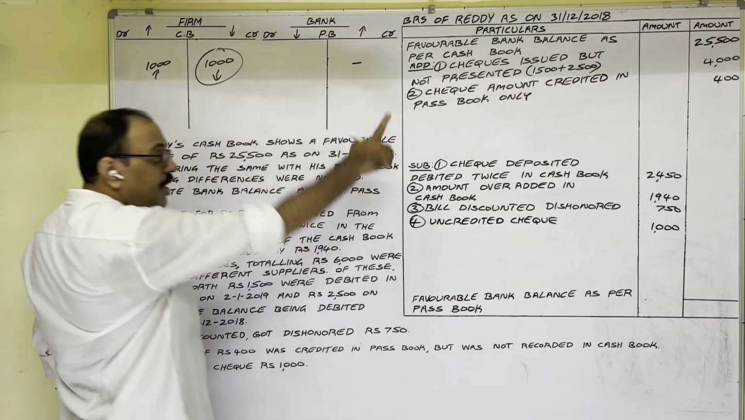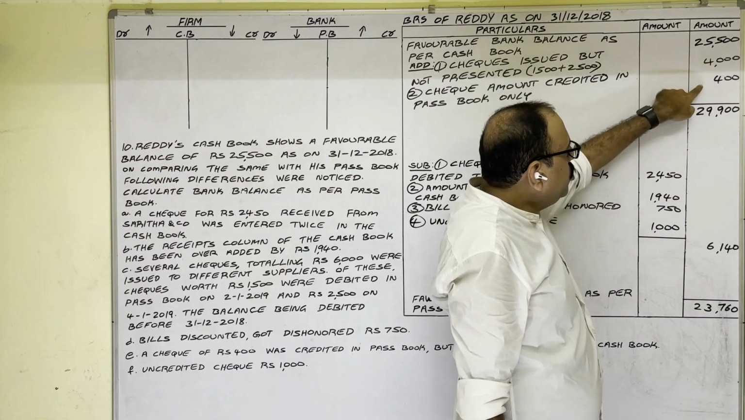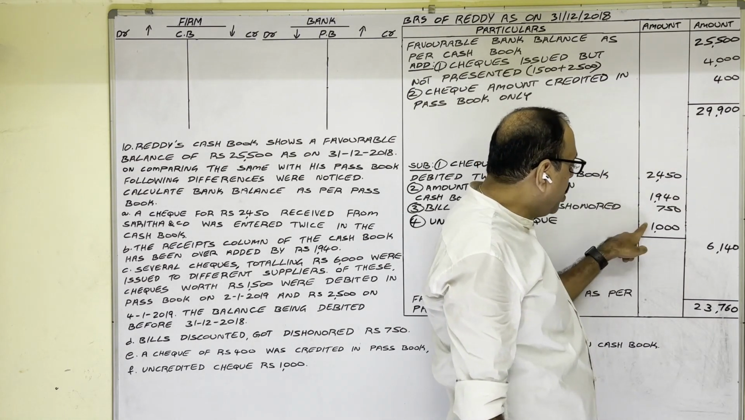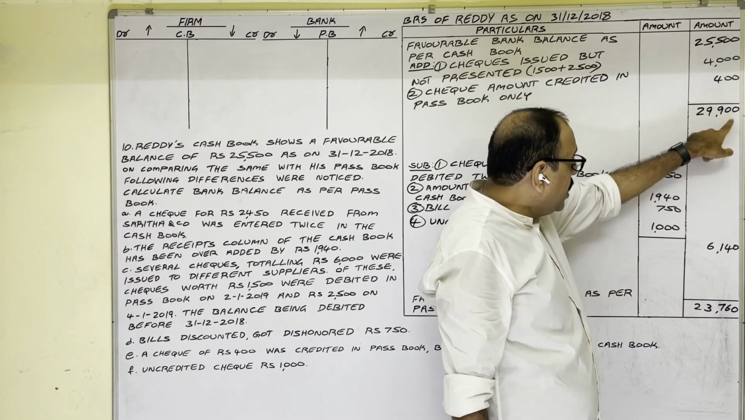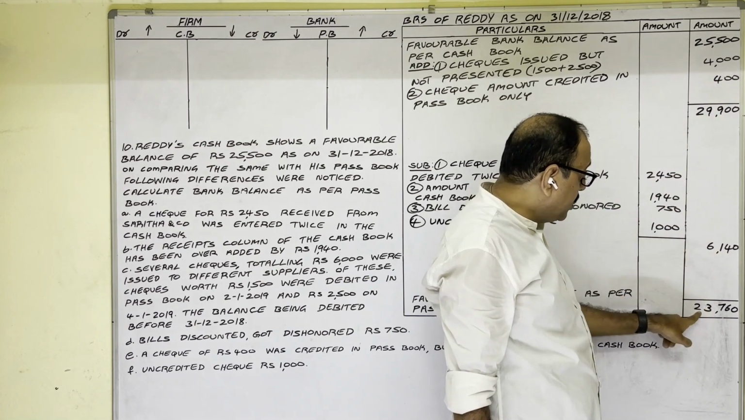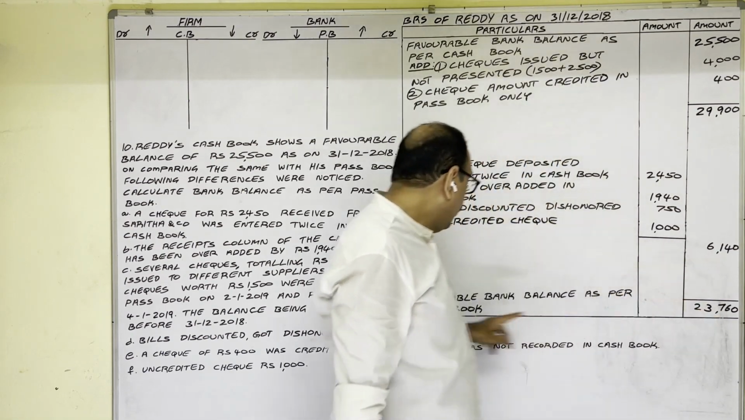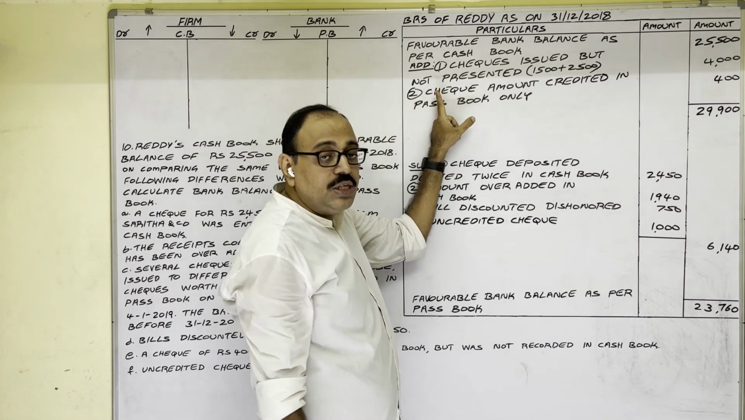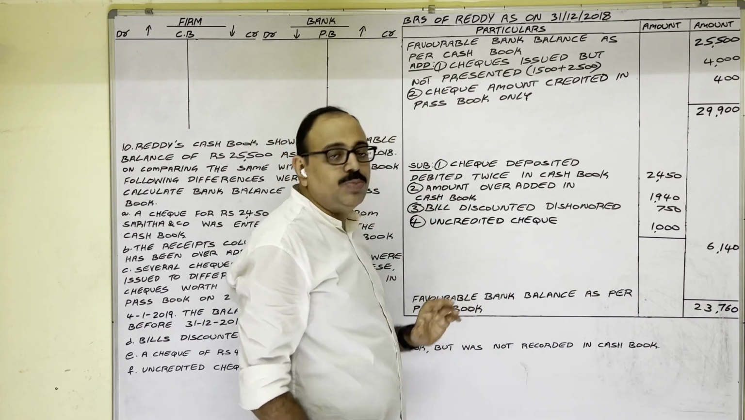So everything we have taken in BRS. Finally we have to close this table. These three amounts total 29,900, minus these four amounts total 6,140. So 29,900 minus 6,140 is equal to 23,760. For this, what to write? In the question, favorable bank balance as per cash book is given. So the answer is favorable bank balance as per passbook.